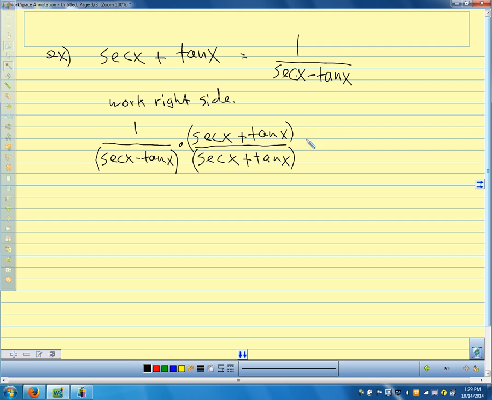In my numerator, I have a secant x plus tangent x. That's what we're trying to get to. What do we hope that the denominator comes out to? 1. We hope it comes out to 1, because that would make our lives really easy, right? When I multiply this out, I get secant squared x minus tangent squared x. And secant squared x, I can substitute for that, right?